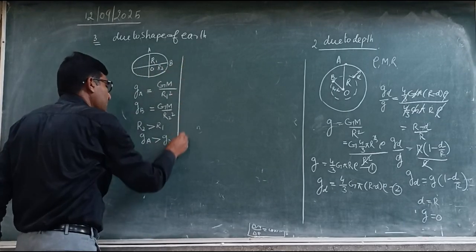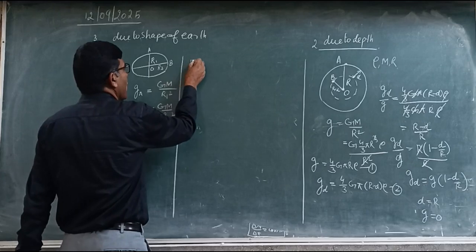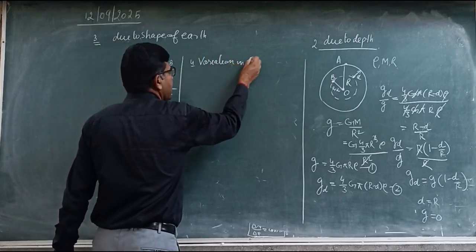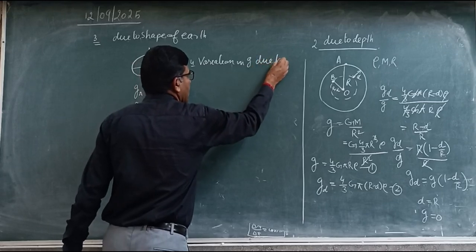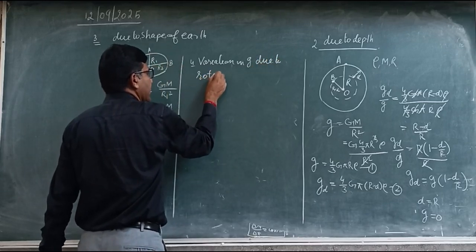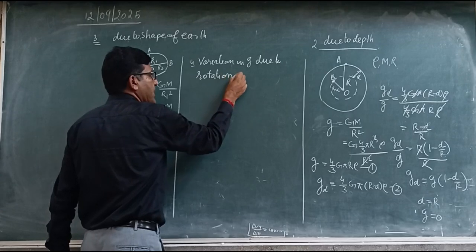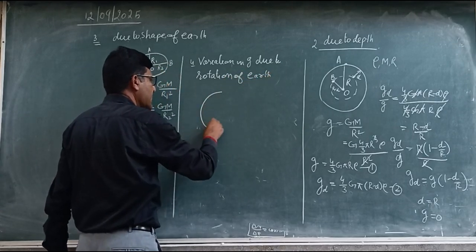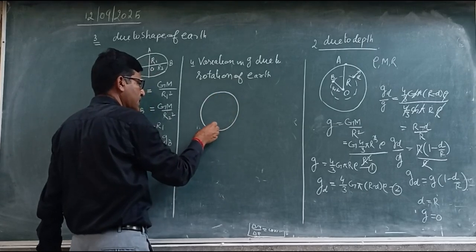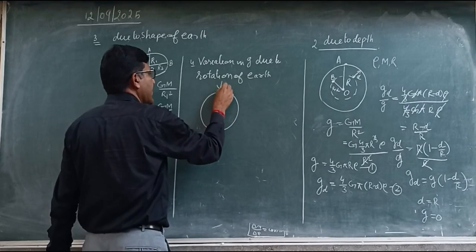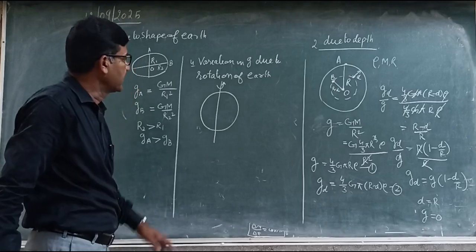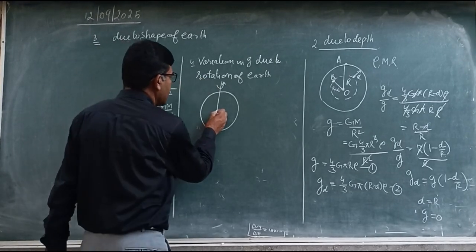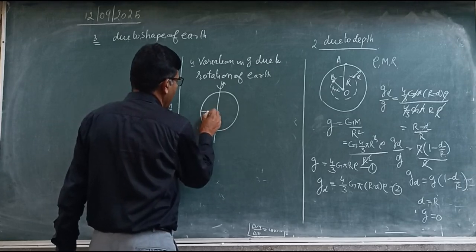Then we come to the last point, that is variation in g due to rotation of Earth. Let us see this diagram. This is Earth, and let us say that Earth is rotating. It is moving along this axis in this direction, and this is the central point.